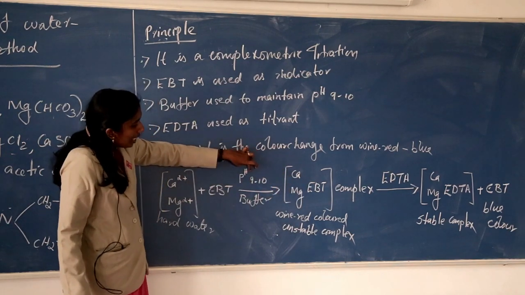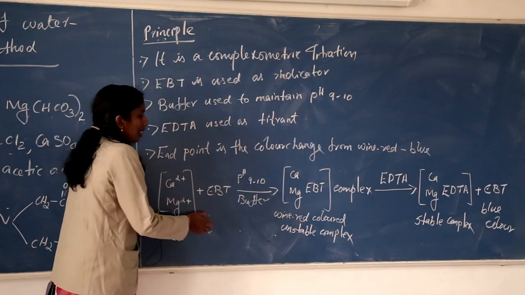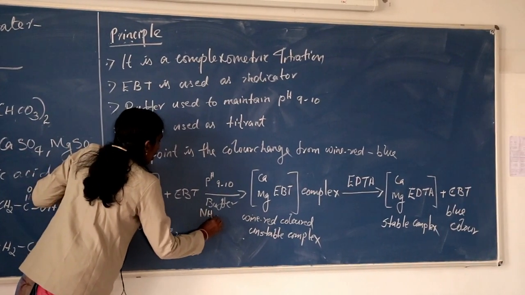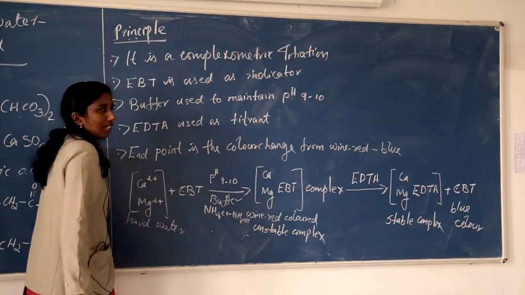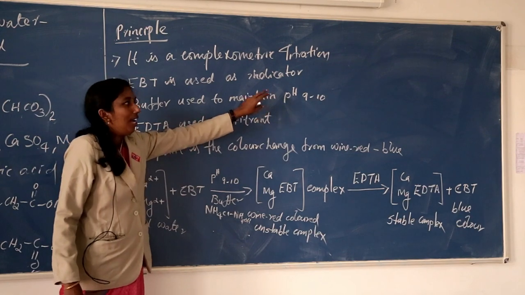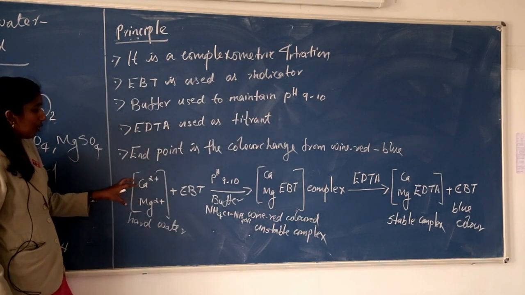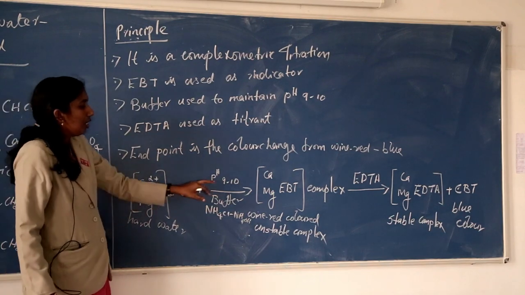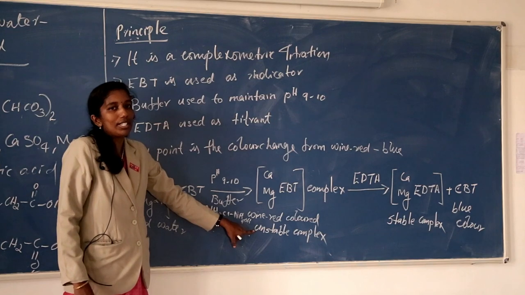So to maintain this pH, we add buffer solution. Buffer is a mixture of ammonium chloride and ammonium hydroxide. Buffer is used to maintain pH 9 to 10. At this pH, EBT complexes with Ca2+ and Mg2+ ions to form a wine red colored unstable complex.